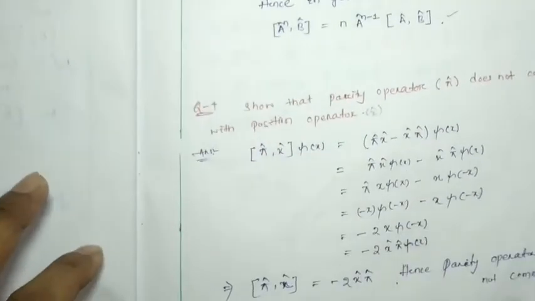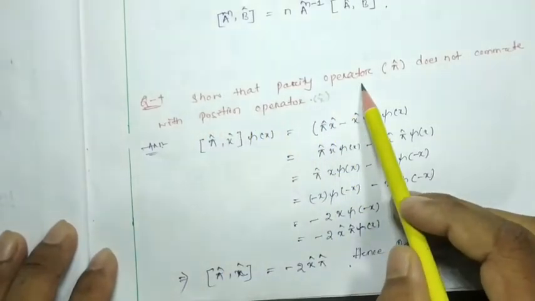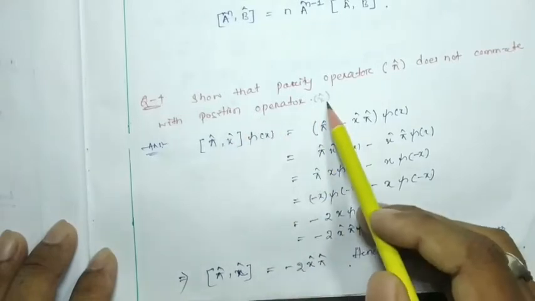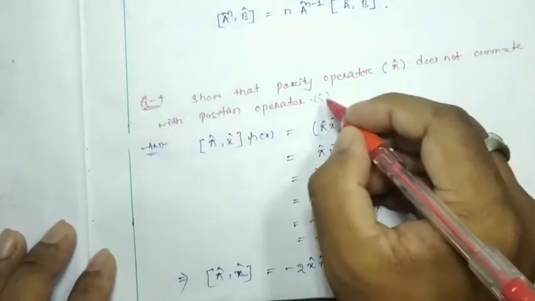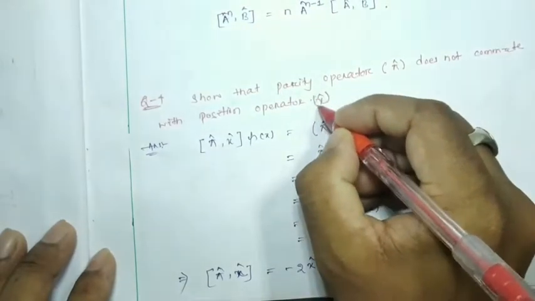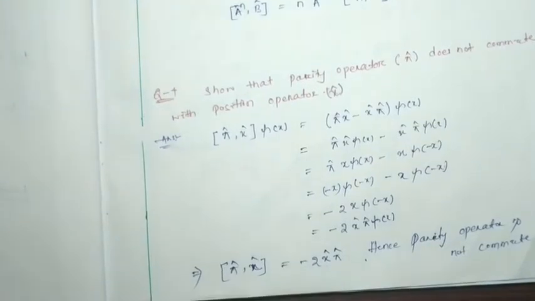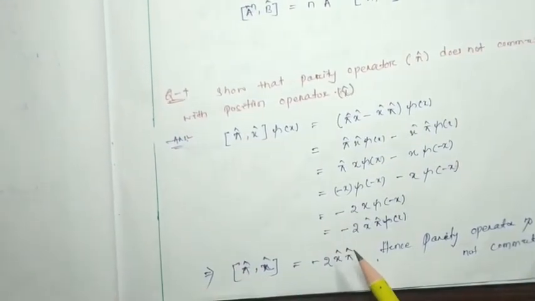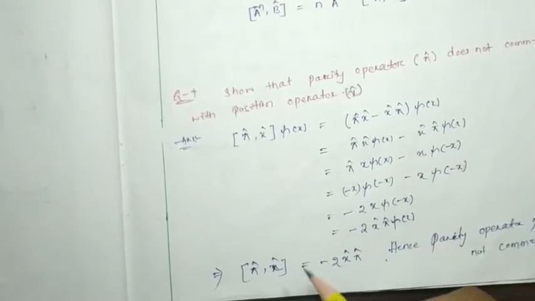Next we have to move to another question, that the parity operator, that is pi cap, does not commute with the position operator x cap. Here it is x cap, the position operator x cap. We have to prove this one. So we know that whenever the parity operator operates over a function, it will change the sign of the space function.